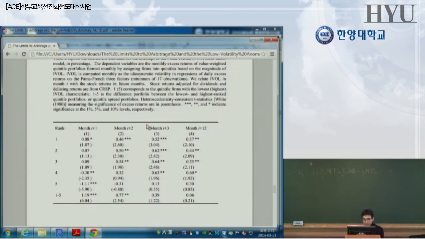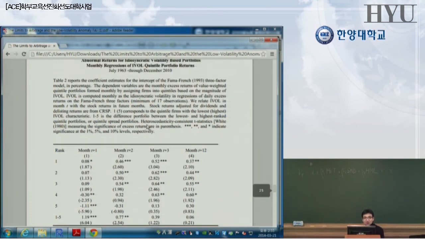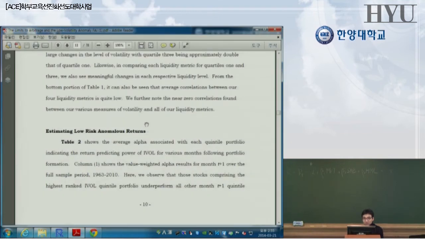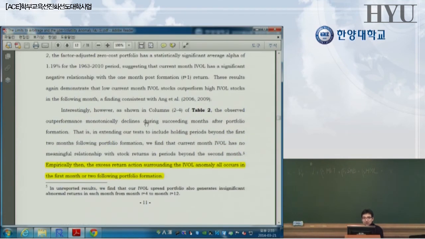So that was table 2, right? Table 2. Right? So empirically the excess return action surrounding the IBOR anomaly all occurs in just the first month, or possibly 2 following portfolio formation, just 1 or 2 months. Okay? So the validity period is very short.